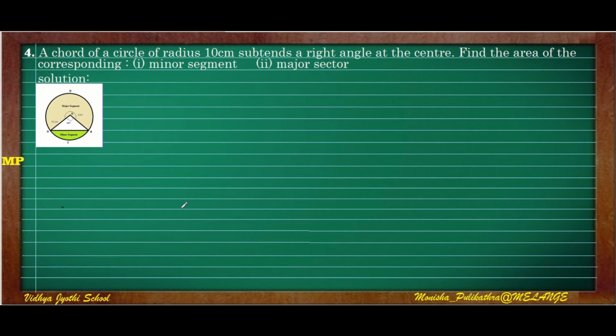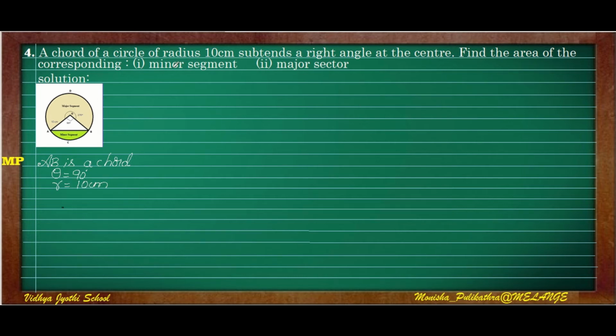Moving on to the fourth question of this session. The fourth question is a chord of a circle. Chord, you know that in this circle, this AB is the chord. AB is a chord in this given circle. And next, of a right angle. They have already given the theta of it. Right angle, that is theta is equal to 90 degree. Next, the radius is also given, that is radius is equal to 10 centimeter.